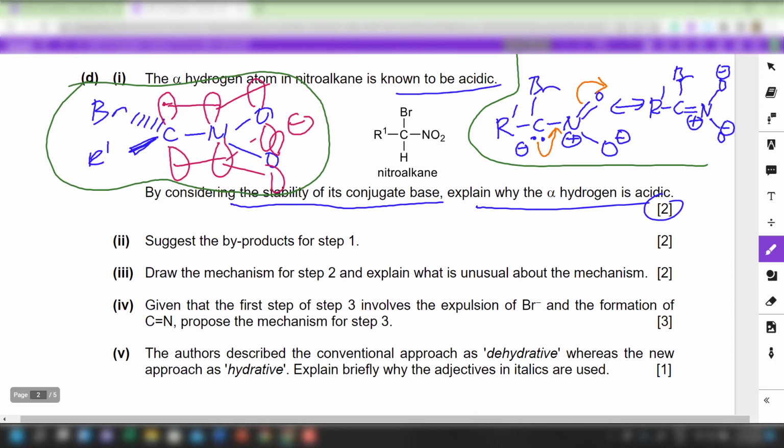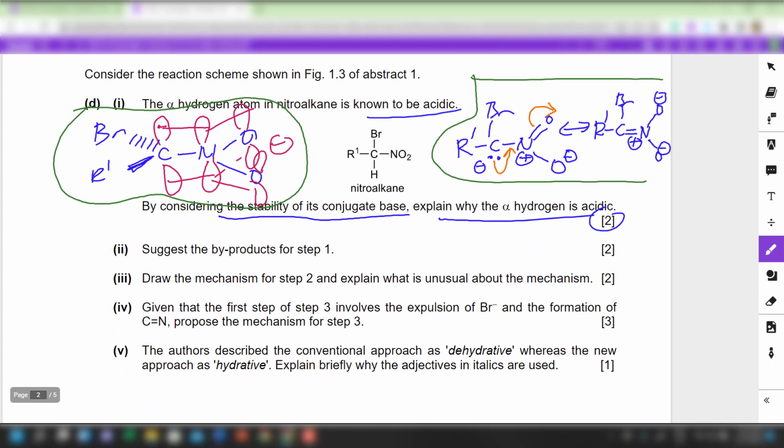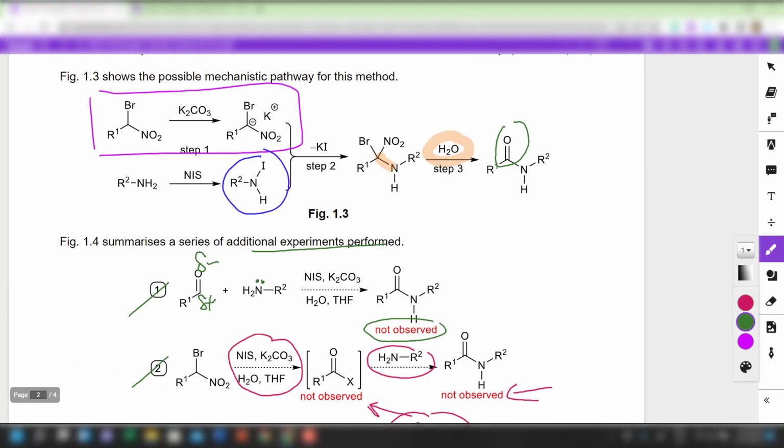Okay, yep. So that's for D1, and then for D2, suggest the byproducts for step 1. So for step 1, as you might have already observed, the carbonate deprotonates the acidic hydrogen. Yeah, so this particular deprotonation will lead to the formation of HCO3 minus. And of course, because there's a K plus here, we can simply just write it as KHCO3. Okay, and then step 1 also involved this particular reaction.